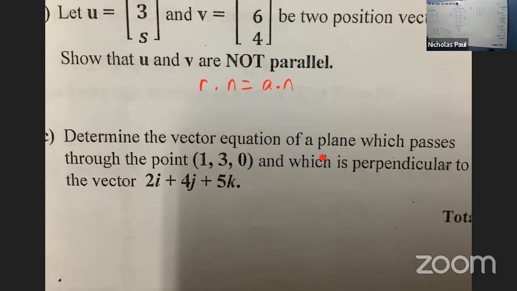Divesh, what do you think? Tell me what's the answer there. R is the variable. N is which one? N is the perpendicular vector, and A is what? Point. That's it. Let's plug it in there. Actually, let's get the Cartesian one next.